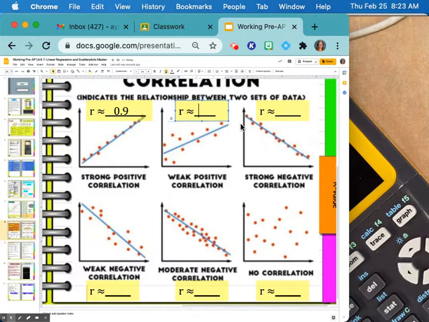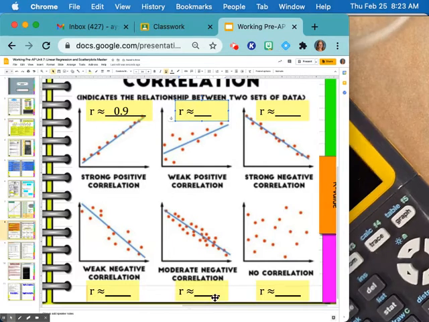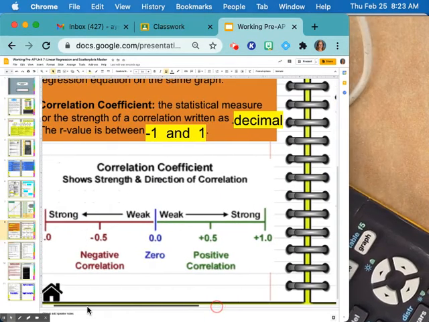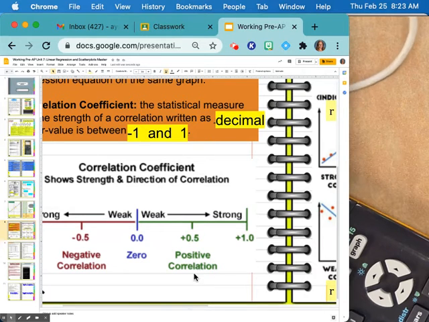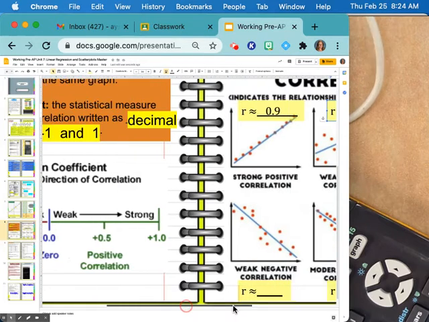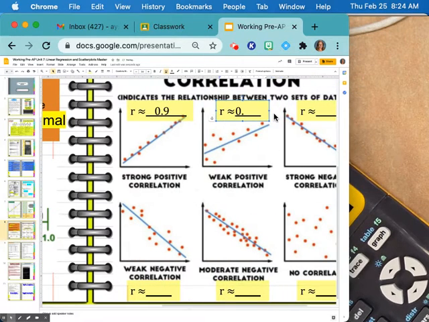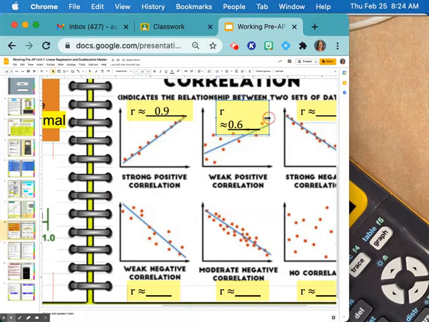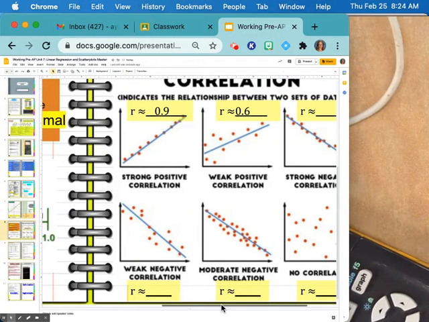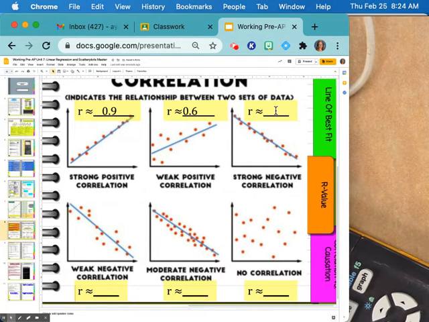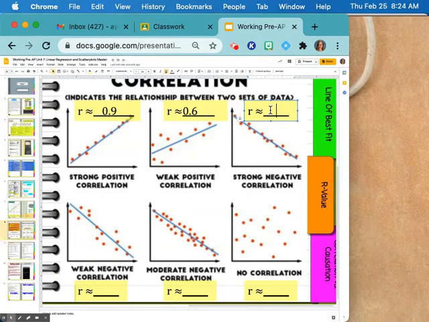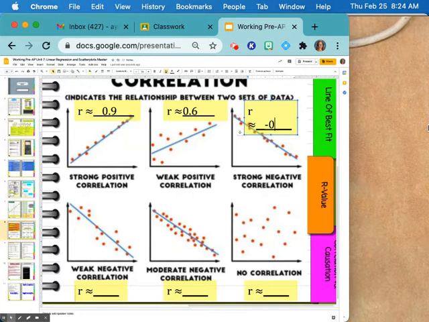Okay, the next one. It's a weak positive. So let's look over here. It's positive, so it has to be between 0 and 1, but it's not very strong. So what about half, or 0.6? Because it's not super scattered. Okay, the next one, a strong negative correlation. It's almost in a straight line, but it's not exact. Let's do negative 0.8.